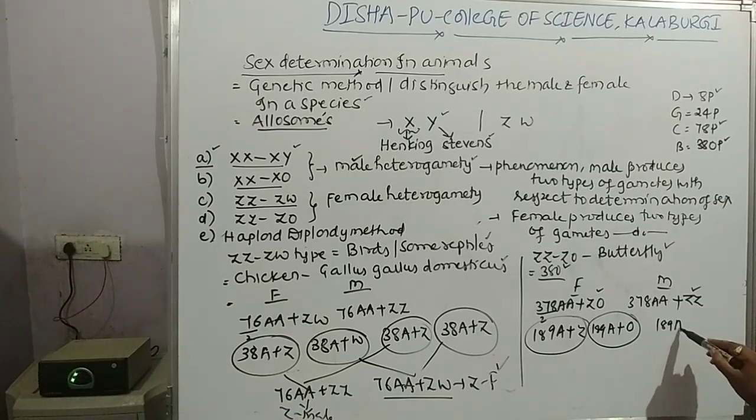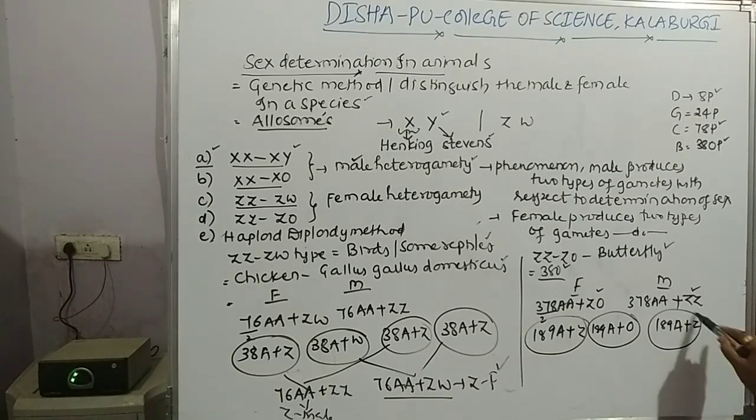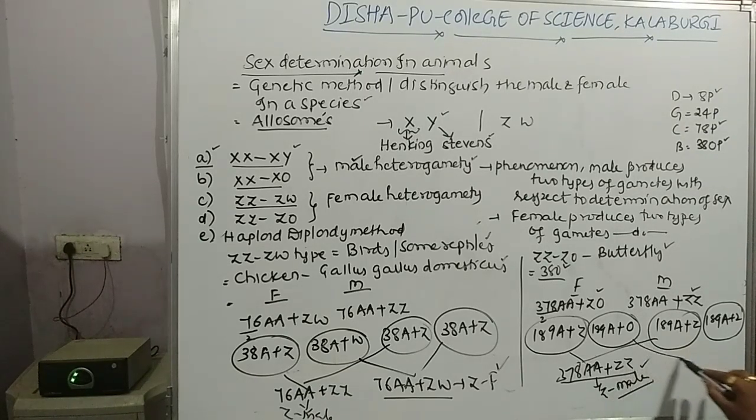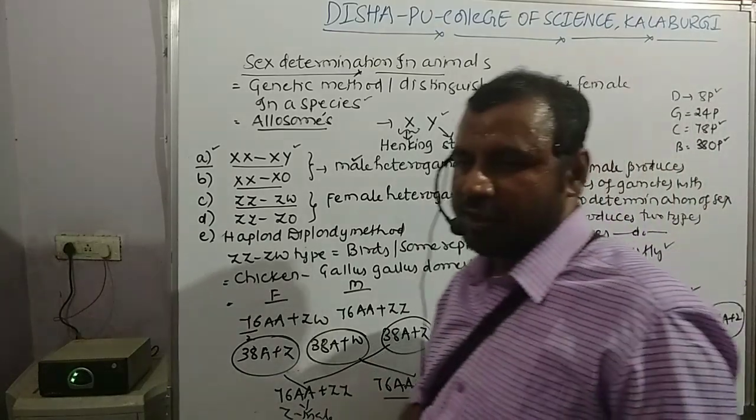Here also 189 autosomes plus Z, 189 autosomes plus Z. Now when fertilization is done, we get 378 autosomes plus ZZ. This zygote develops into male, because male is the homogamy condition. When fertilization occurs with the other gamete, we get 378 autosomes plus ZO. This zygote develops into the female, because female is the heterogamy condition.